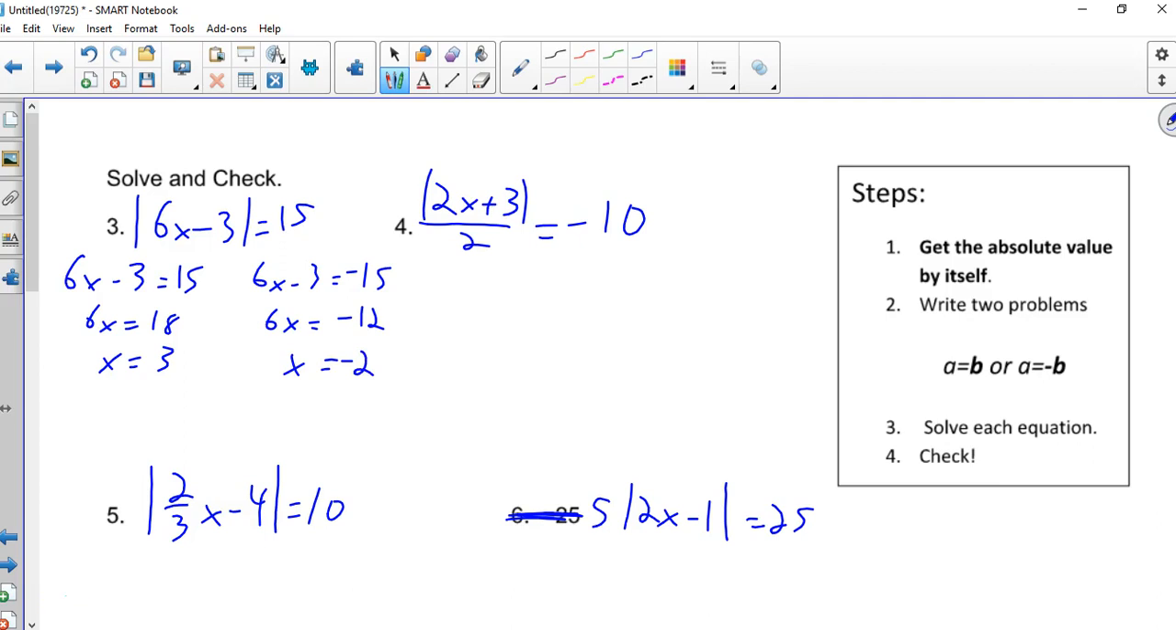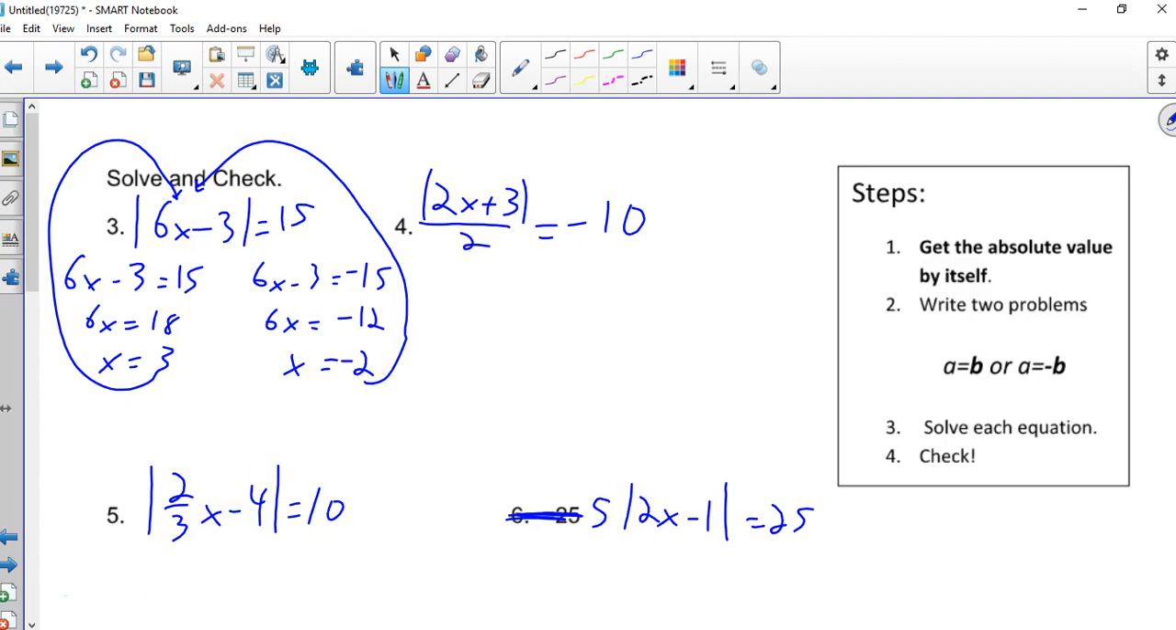Check your answer. Plug the 3 back in. 6 times 3 is 18. Minus 3 is 15. And the absolute value of 15 is 15. That is correct. -2: 6 times -2 is -12. Minus 3 is -15. The absolute value of -15 is +15.